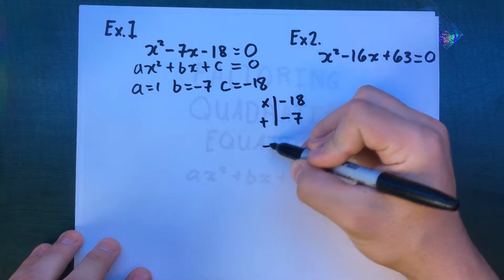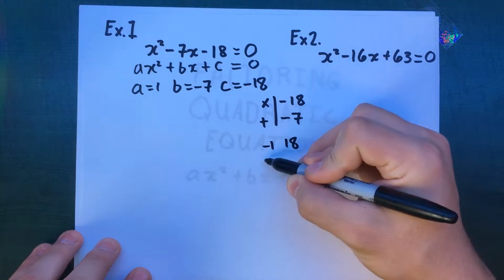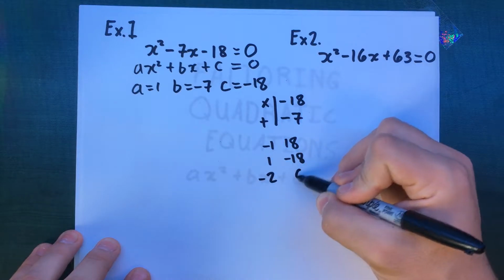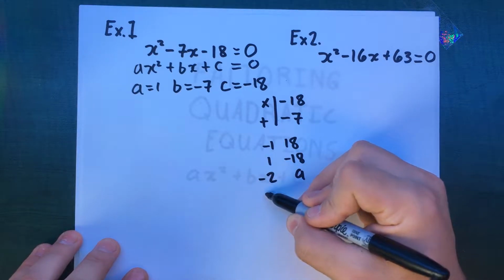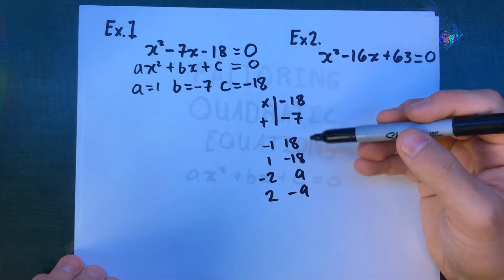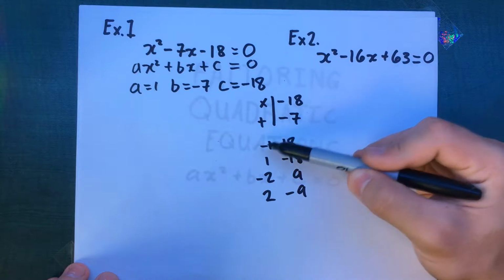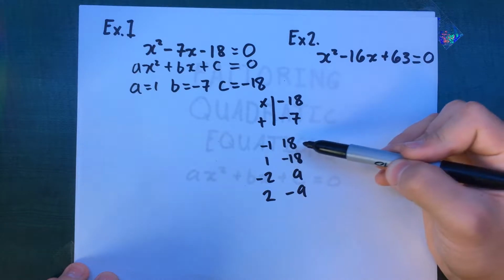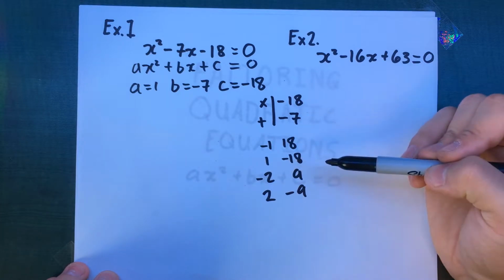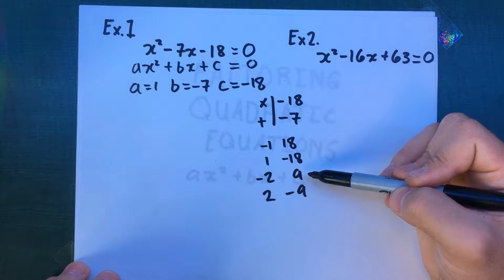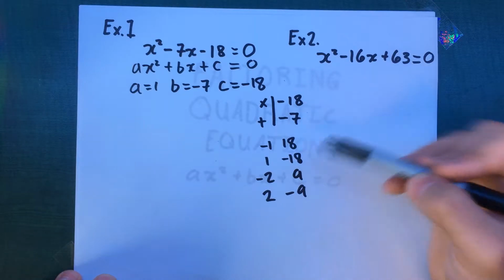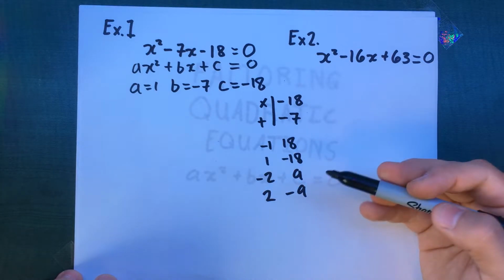So basically two numbers that multiply to negative 18. So we have negative 1 and 18, 1 and negative 18, just the inverse, negative 2 and 9, and 2 and negative 9. So if we go through our factors, let's just go through and see which ones add up to negative 7. So negative 1 plus 18 is 17. That doesn't add up to negative 7. 1 plus negative 18 is negative 17. Negative 2 plus 9 is equal to 7. It's close, but not exactly negative 7. And 2 plus negative 9 is equal to negative 7.